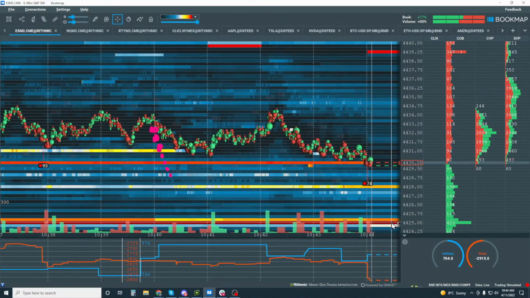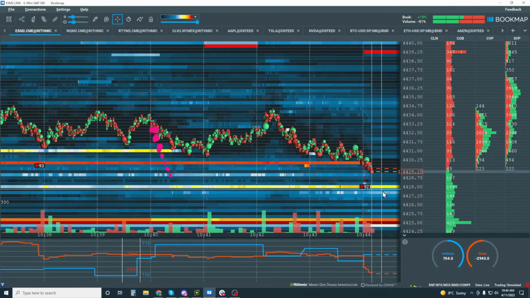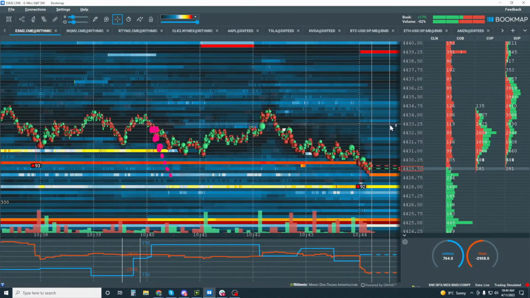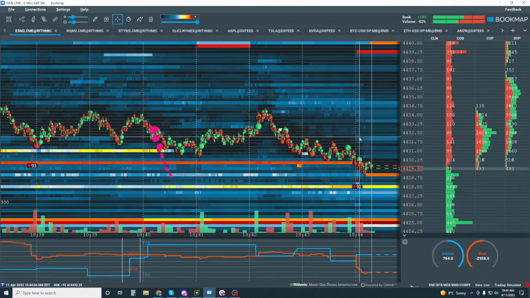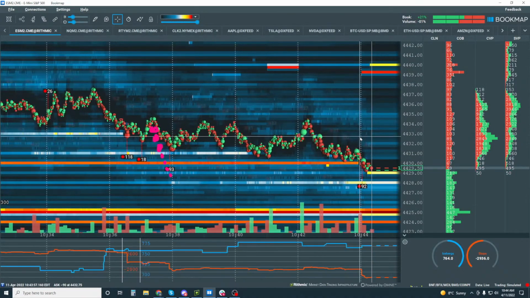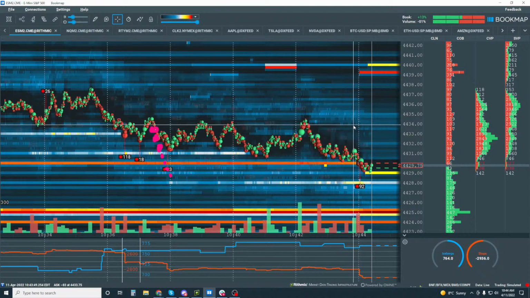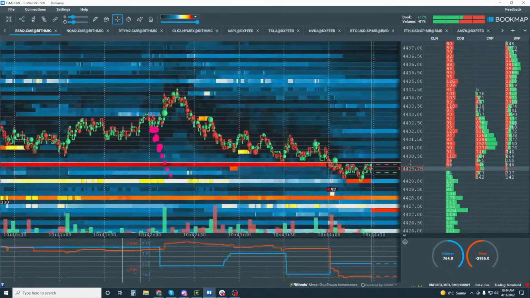28, 25. Okay, and I'll go over why this is more likely for the move right now in just a second here. And let's see if we get our continuation here. Yeah, careful on this one in here.